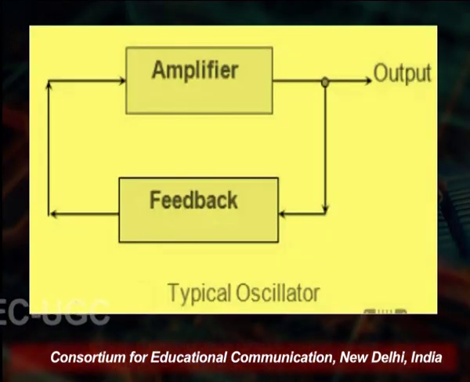You see on the screen, this is the diagram, and here you see the amplifier output we are getting. From the output we are giving the feedback, and this feedback again goes into the amplifier, and this feedback is used for the circuit designing. So, this is the typical oscillator design.